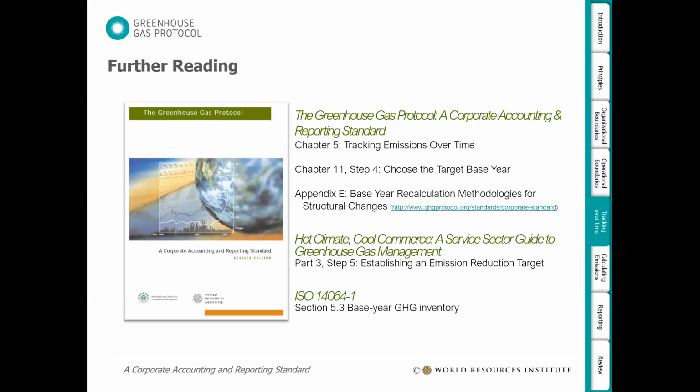Priscilla asks whether recalculation is needed when a company purchases a new company that didn't exist in its base year. Here the answer is no, and in fact recalculation isn't possible because there's no data; the company simply didn't exist in the base year of the reporting company, so it wouldn't make sense to try to conduct the recalculation. So again, recalculation is not needed when an acquired unit did not exist in the base year of the reporting company.